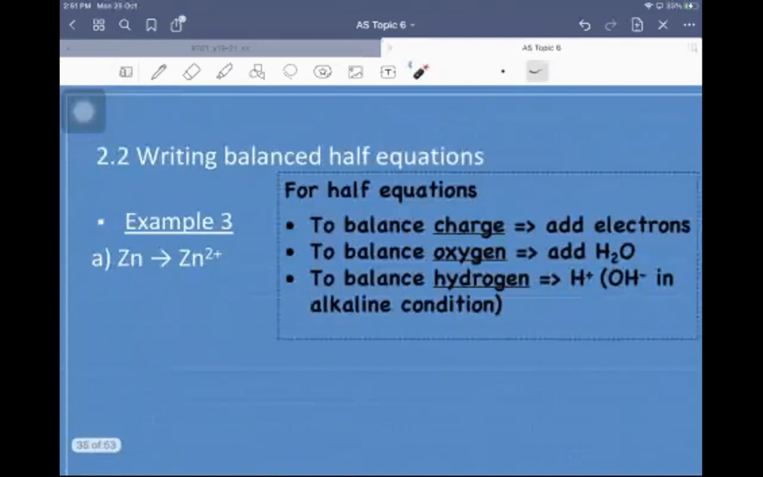To balance atoms, of course, you need to add atoms, whether it's in the form of ions or in the form of molecules. But if you want to balance charge, usually we just have to add electrons. Remember, we can only add electrons, whether you add on the left side or on the right side. You will not add protons or any other charged species. Okay. All right. So let's have a look.